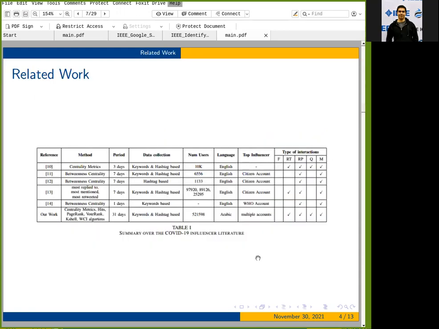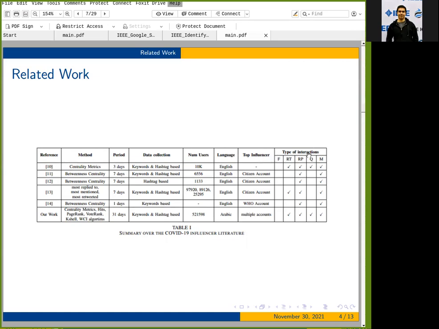So our work compared to other work in literature, we are different from most of the existing techniques because most of the existing techniques are dealing with English language, but we are dealing with Arabic language. Also, our study covered a period of 31 days, unlike other studies that are very recent and covered a short period. Also, we have used different graph ranking algorithms in our study, like centrality metrics, HITS algorithm, PageRank algorithm, VoteRank, K-shell, and WCI algorithm. Unlike other studies, they have used maybe one centrality metric or some heuristic rules to find the influencers or super spreaders.